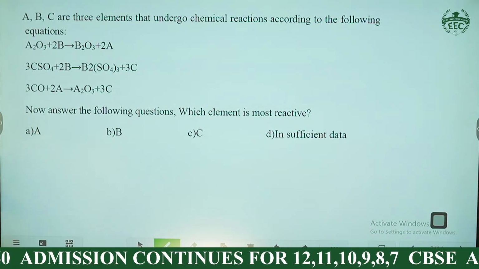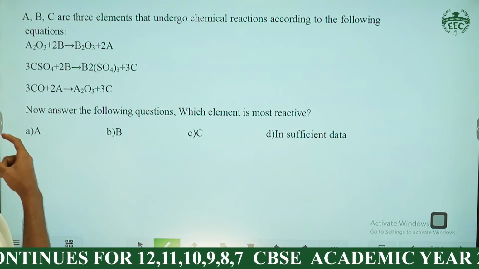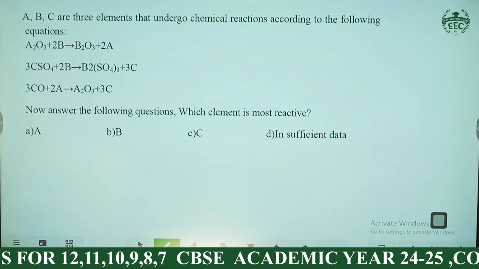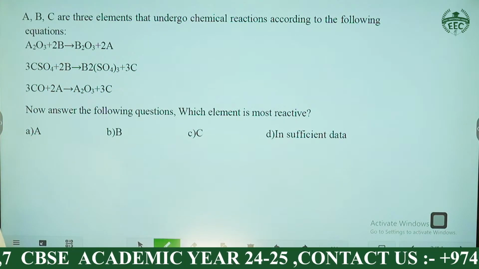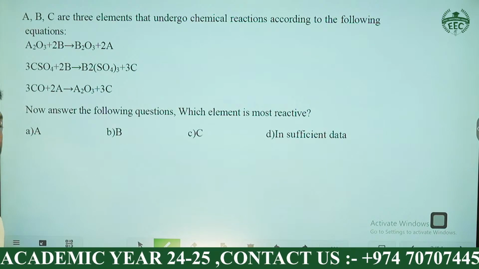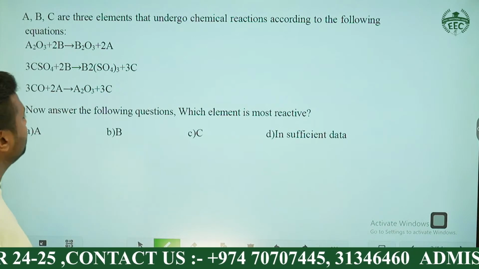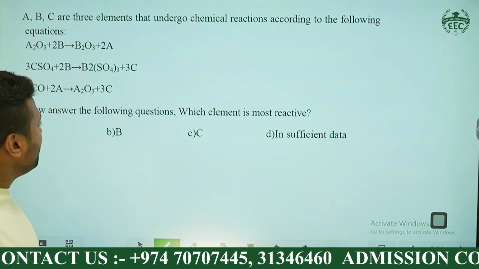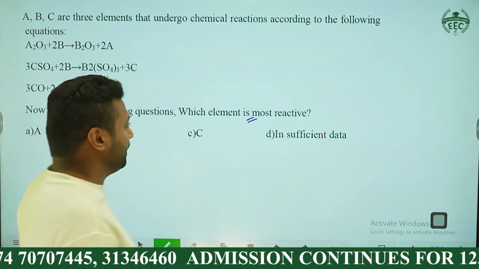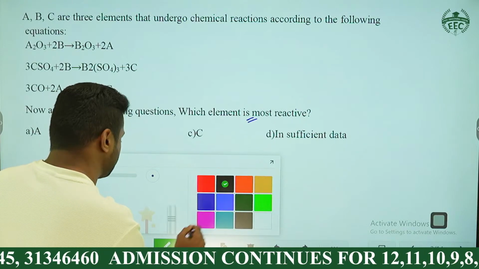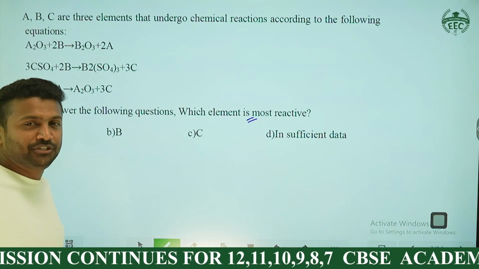Question number 2. A, B, C are 3 elements that undergo chemical reactions according to the following equations: A2O3 plus 2B giving B2O3 plus 2A, 3CSO4 plus 2B giving B2(SO4)3 plus 3C, and 3CO plus 2A giving A2O3 plus 3C. Now answer the following question: which element is the most reactive one? The options are A, B, C, or insufficient data.